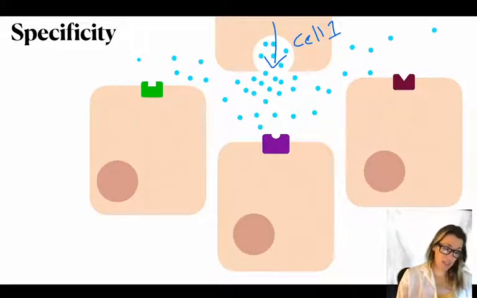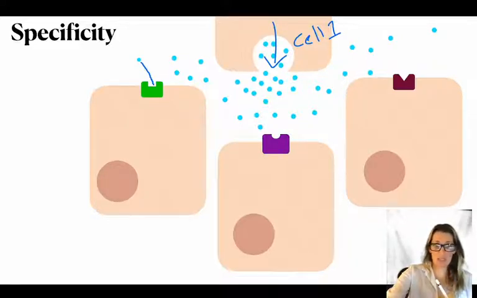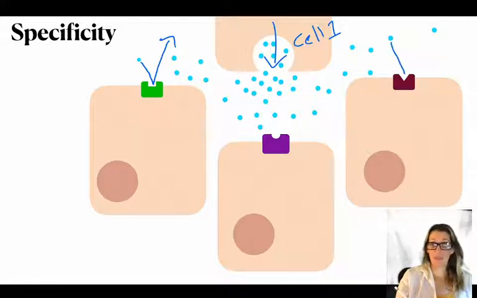So if this little guy here tries to come and bind to this receptor over on the left, that's this green color, that receptor doesn't match with that messenger, and it says, nope, you're out of here, dude. Same thing over here. We try and come and bind, it doesn't match. It's not the right key for that lock, so it gets rejected. It doesn't bind to the receptor. We have to have the correct key and lock. We have to have the right messenger combined to the correct receptor in order for anything to happen. That's specificity.